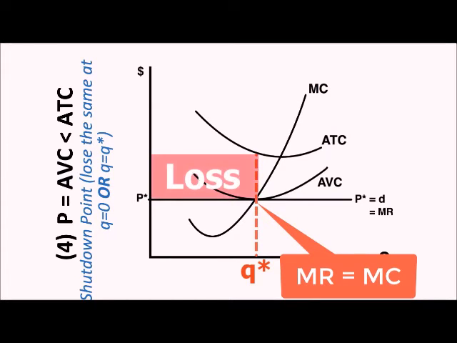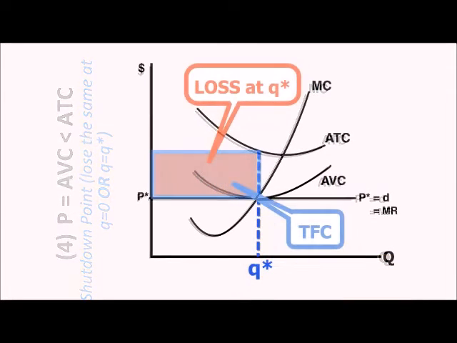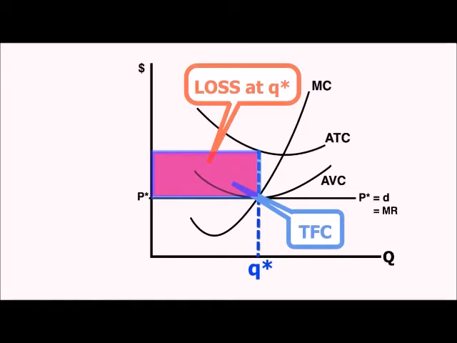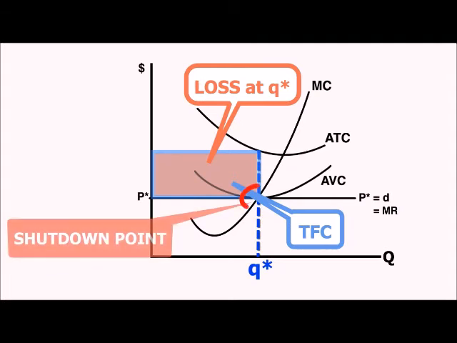So maybe I want to shut down. Well, look what happens if I shut down. If I shut down, I'm going to lose my total fixed cost, which is this area here between my average total cost and my average variable cost. There's my total fixed cost. It's exactly the same amount. In case number 4, this is referred to as the shutdown point because it's almost like a pass-through point, kind of a knife edge point.